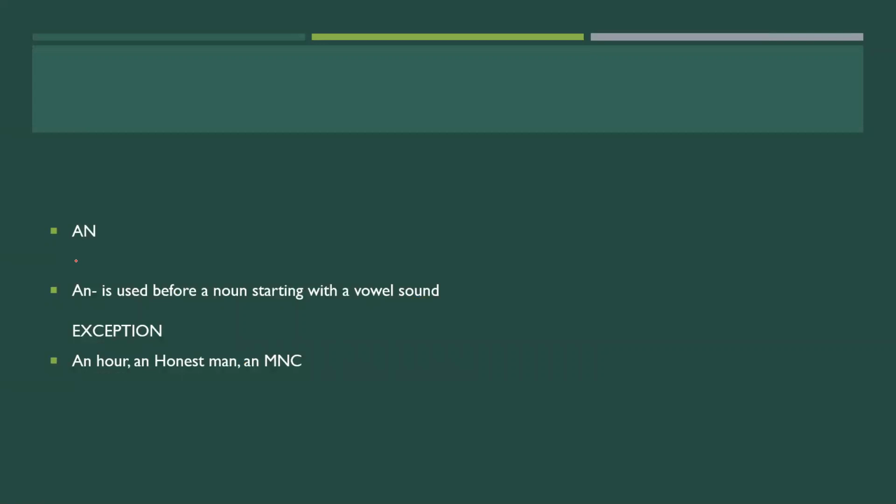The next one is an. We use an when the sound is of a vowel. Here the exception cases are words with H. H is not a vowel, but the sound produced is of a vowel, as in an honest man, an MNC. I hope it is clear in indefinite articles when we use a and when we use an.